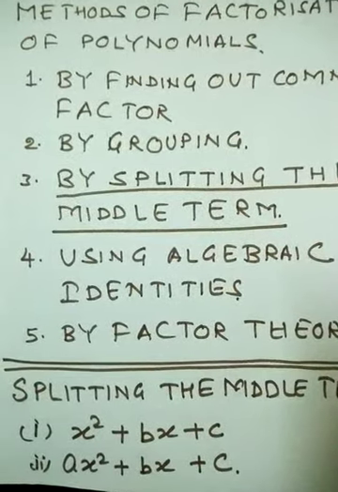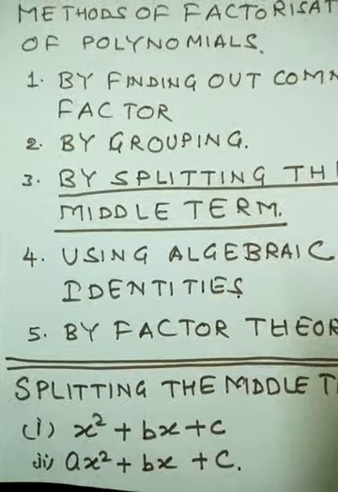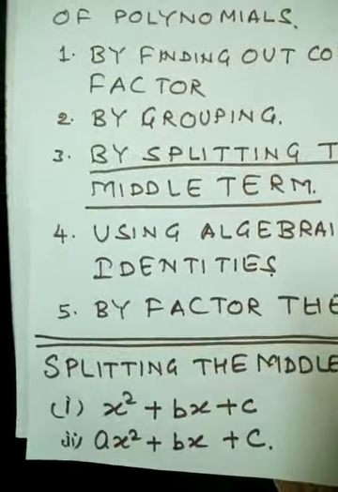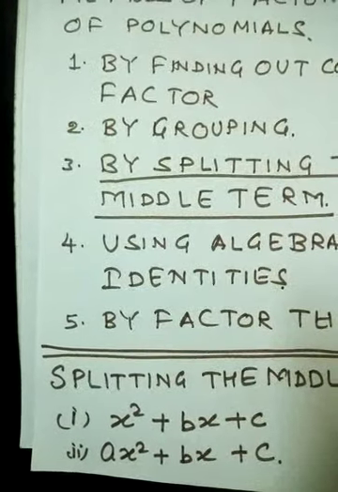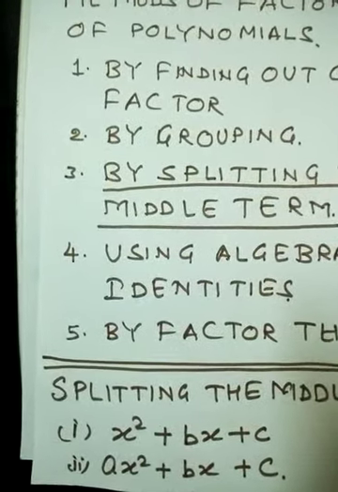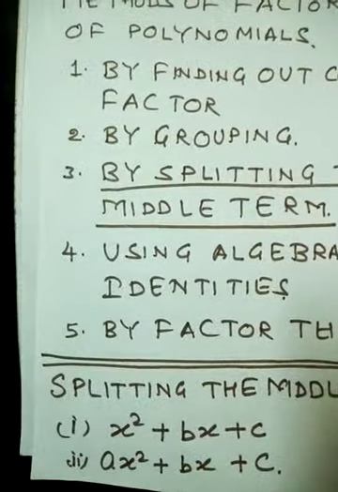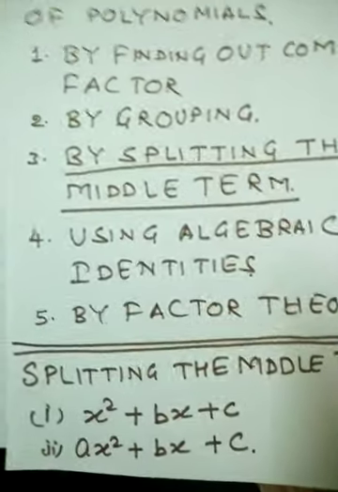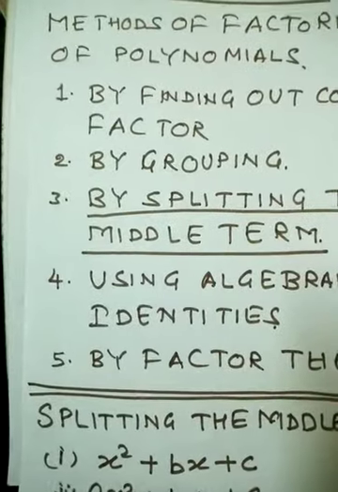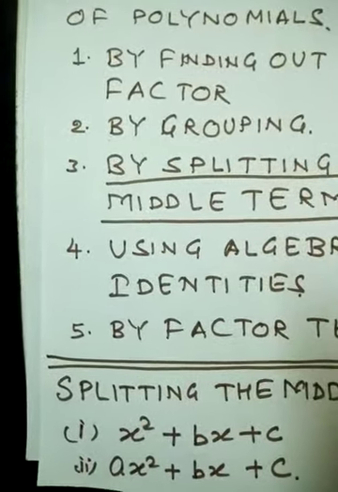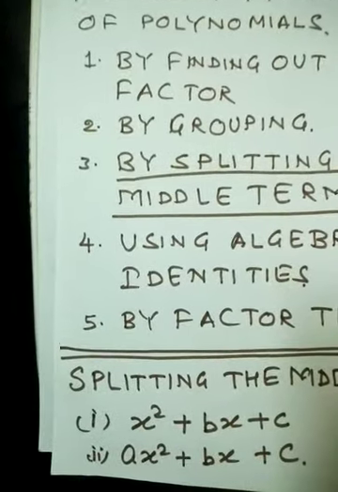In splitting the middle term, generally the polynomials will be trinomials, and they will be in two forms. The first one is x square plus bx plus c, and the second one is ax square plus bx plus c. What is the difference between these two? You can see very clearly that there is only one difference: the coefficient of x square in the first case is 1 and in the second case is a.